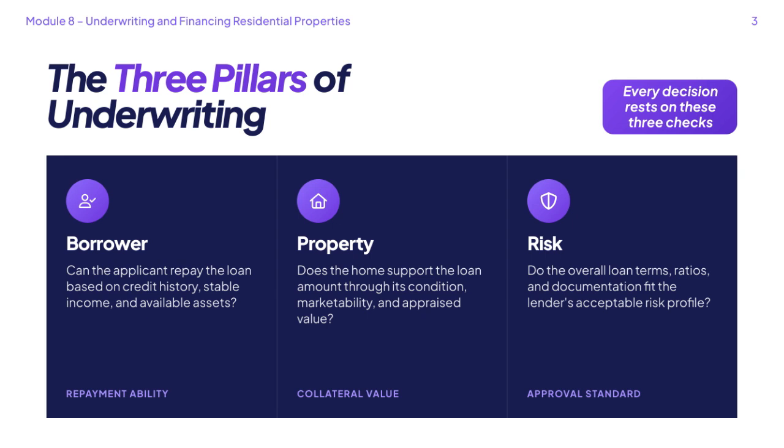Finally, the third pillar is risk. This involves reviewing the overall loan terms, the ratios involved, and the documentation to ensure they align with the lender's acceptable risk profile, which we refer to as the approval standard. Together, these three pillars form a foundation for making sound underwriting decisions.